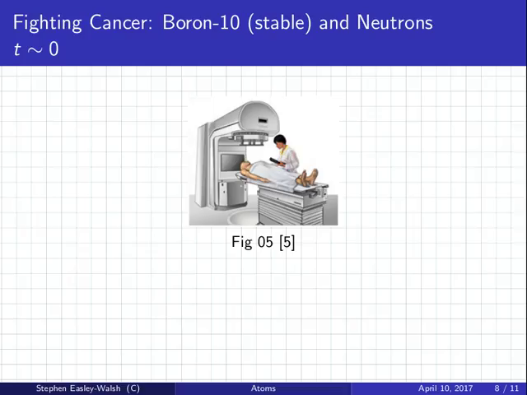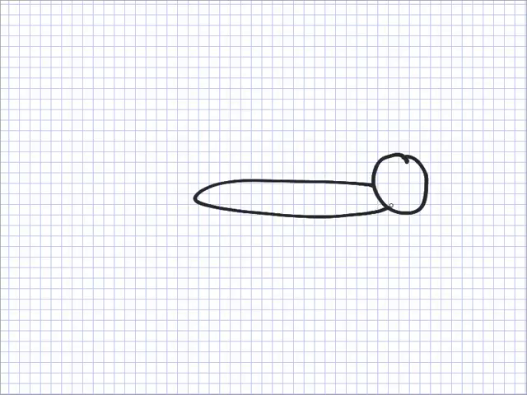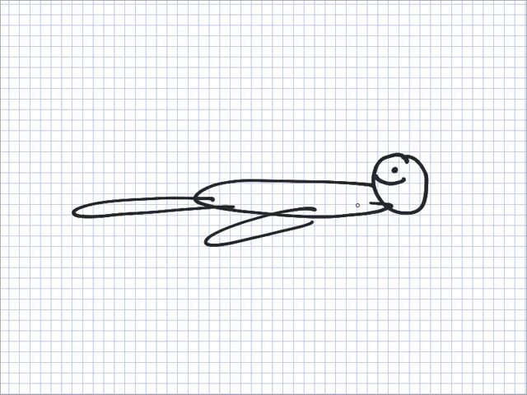Fighting cancer. This one, for me, is the most interesting application, using something called boron 10, which is stable, not radioactive, and neutrons. I think what they do here is very, very interesting. I'll need to draw a little picture to show you. Okay, so this is how it works. Right, so here's our patient, and there's their body. I know it looks like a plane as well, but I'll put a smile on there.